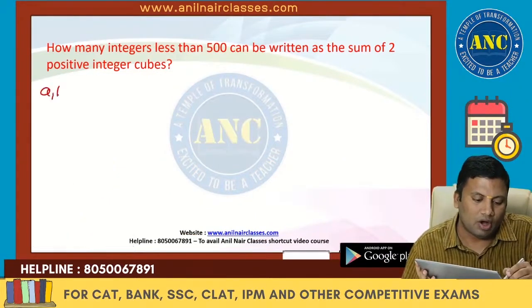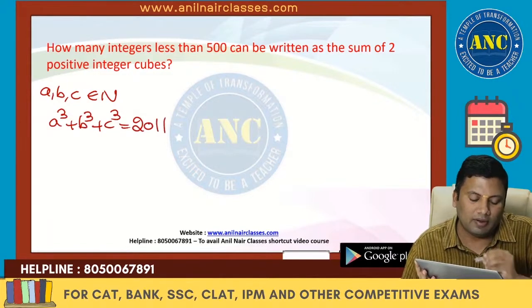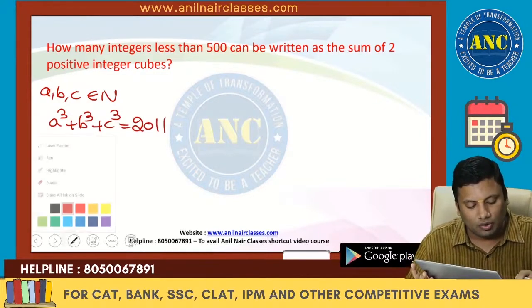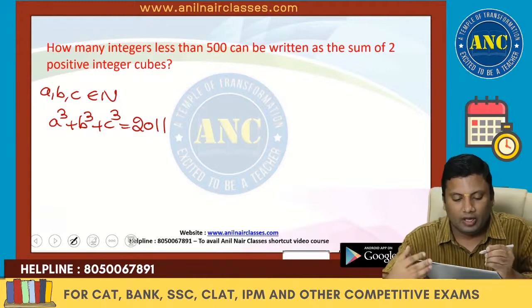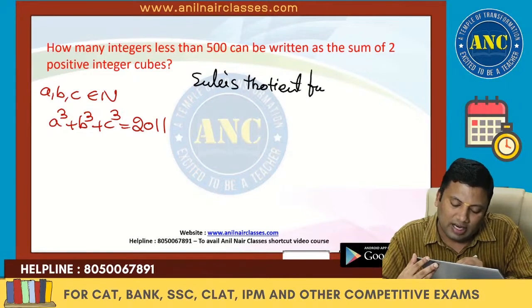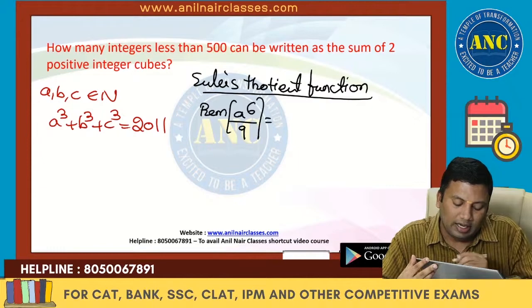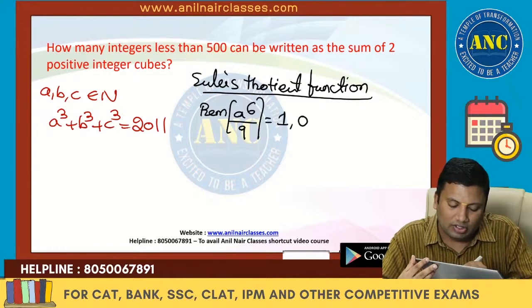Suppose, by using Euler's totient function, A, B, C are natural numbers, and A cube plus B cube plus C cube is equivalent to 2011. Now see here. According to Euler's totient function, if you know it, it is good. If you don't know, a little bit of extra time is required to generate all the possible remainders. Remainder 1: A power 6 divided by 9 is nothing but 1 or 0.